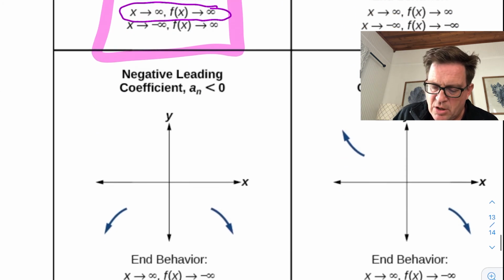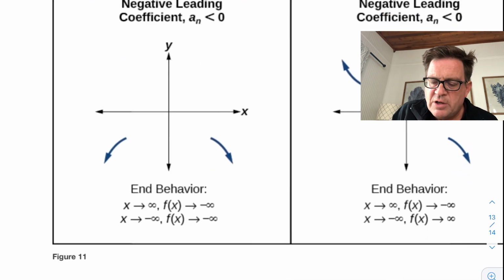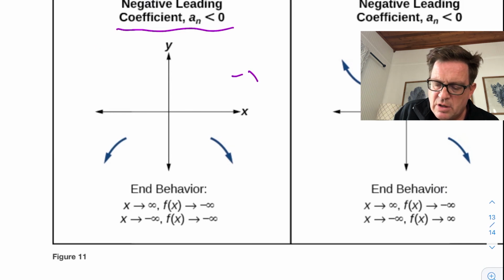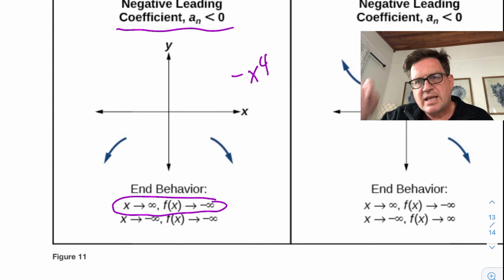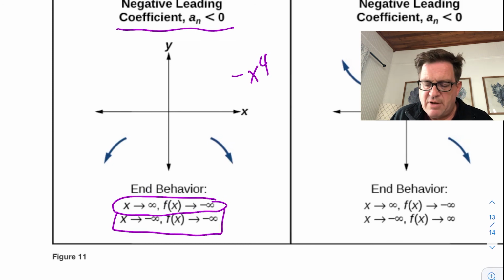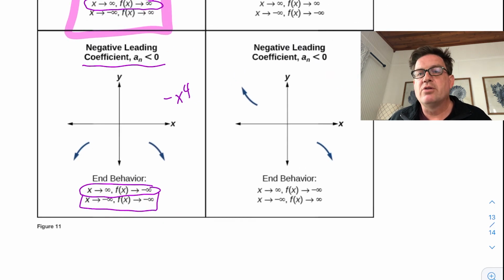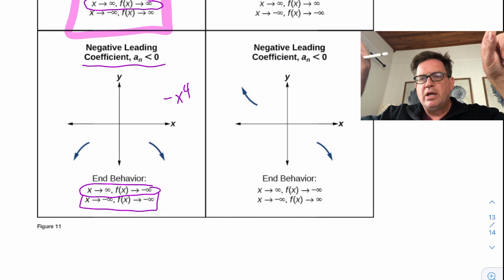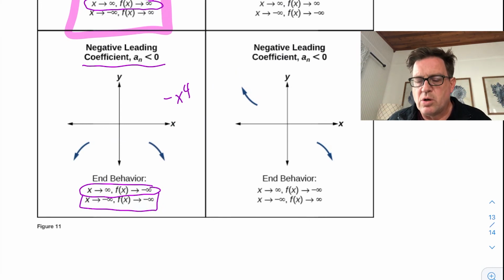Here's an example below it. If it's a negative leading coefficient, like negative x to the 4th, as x goes to positive infinity, y goes to negative infinity. You go off to the right, you go down. And here, if you go to the left, if x goes to negative infinity, your y value goes to negative infinity. So this is a way that you can write down the end behavior, but it's just a matter of do they go up or down when you go off to the right or left.